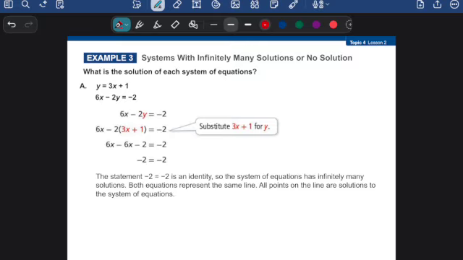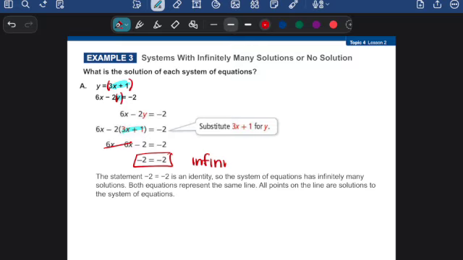Example 3, systems with infinite or no solutions. What is the solution to each system? So again, put parentheses around what you're going to substitute, okay? So we're going to substitute for y, whatever's in the parentheses gets substituted for y. That's what we have here. And we distribute. Negative 2 times 3x is negative 6x. Negative 2 times 1 is negative 2. Combine like terms, so those 6x's cancel out. Negative 2 will always equal negative 2. That is always going to be a true statement. So this means there are infinite solutions.